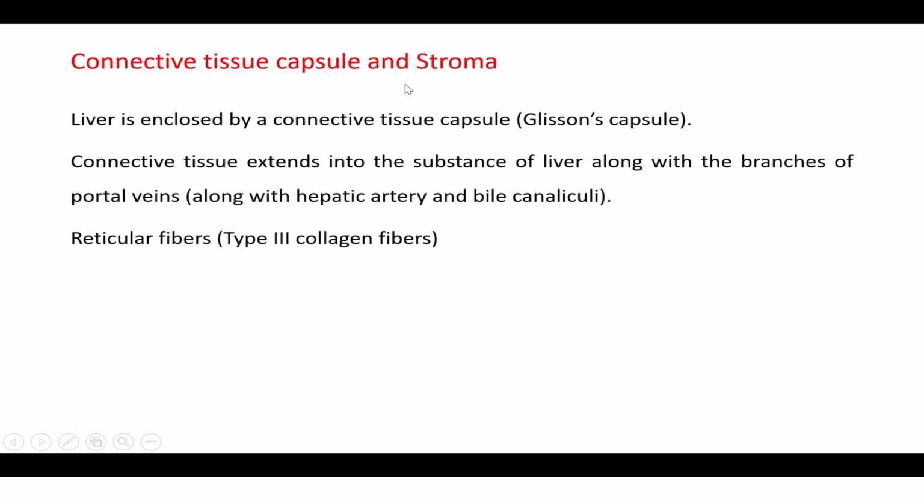Connective tissue capsule and stroma. The liver is enclosed by a connective tissue capsule called Glisson's capsule. Connective tissue extends into the substance of the liver along with the branches of portal veins, hepatic artery and bile canaliculi. And there are reticular fibers, which are the type 3 collagen fibers, which form the supporting framework.